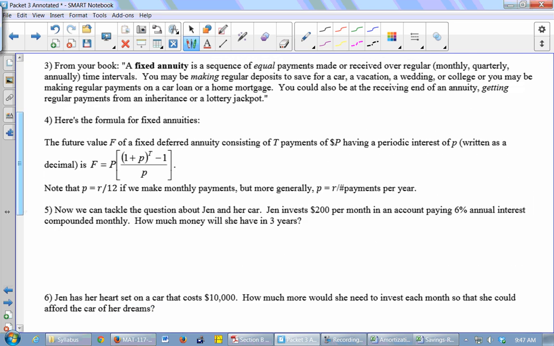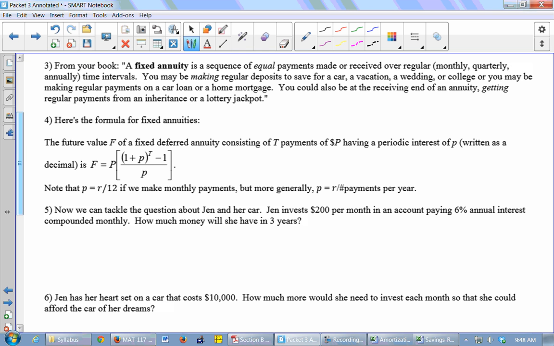All right, so from your book, a fixed annuity is a sequence of equal payments made or received over regular intervals, monthly, quarterly, or annually, usually monthly. You may be making regular deposits to save for a car or a vacation or a wedding or college, or you may be making regular payments on a car loan or a home mortgage. We talked about that last class. We are going to be talking about making deposits to save today. You could also be at the receiving end of an annuity, getting regular payments from an inheritance or a lottery jackpot.